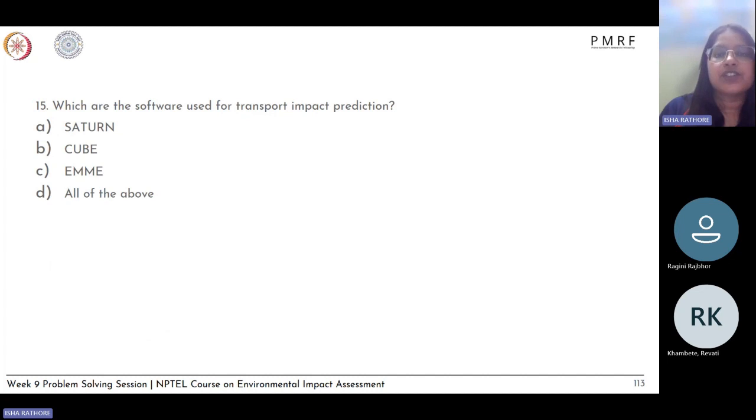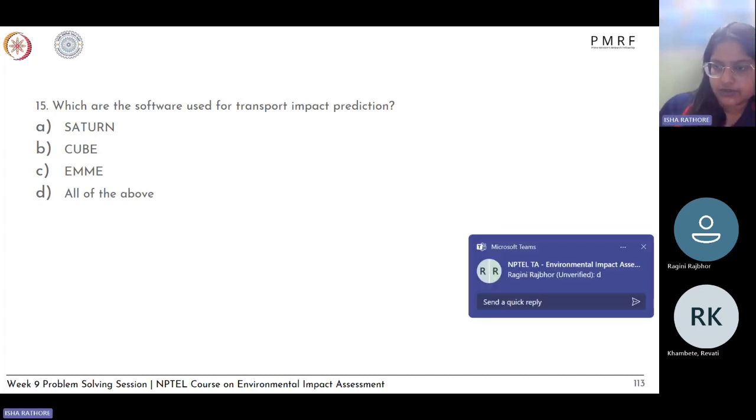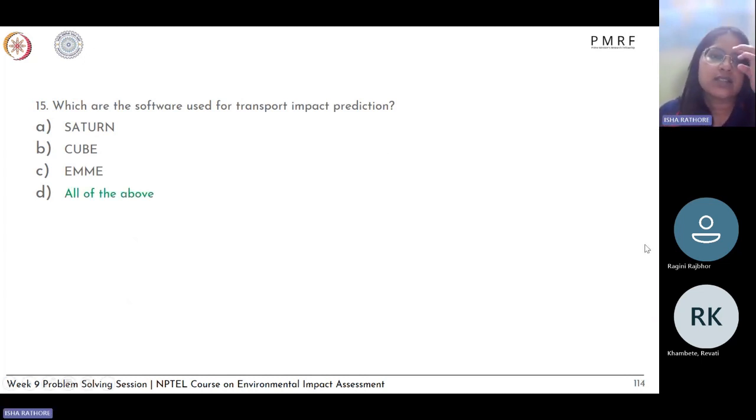So, which are the softwares which are used for transport impact prediction? A. Saturn, B. Cube, C. EMME, or D. All of the above? So, this was the very last slide which we saw in the highlights video as well, in the highlights section for this week. Okay, so we have one answer D. So D is the correct answer. That is, all of these are tools or softwares which are used for transport impact prediction. So you have Saturn, Cube, and EMME. So moving on to the next question.